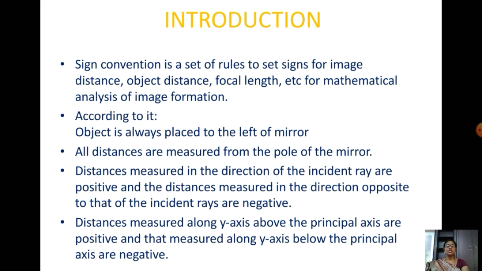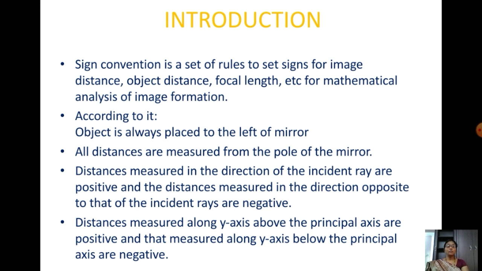According to sign convention, object should always be placed in front of the mirror, that is on the left side of the mirror. All the distances are measured from the pole of the mirror. The distances measured in the direction of the incident ray are taken to be positive, and the distance measured in the direction opposite to that of the incident ray are taken to be negative.